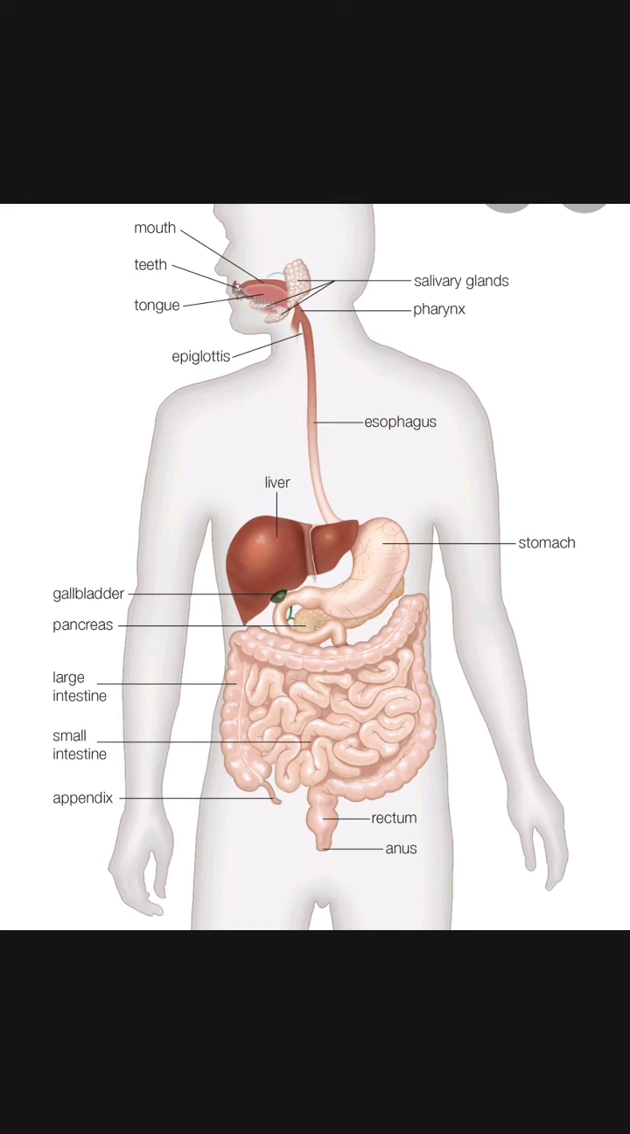Here what happens? In the small intestine, pancreatic juices are secreted from the pancreas, and the liver secretes bile juice, and also intestinal juice is secreted by the small intestine. So many secretions come to the small intestine, and the major part of digestion occurs here.